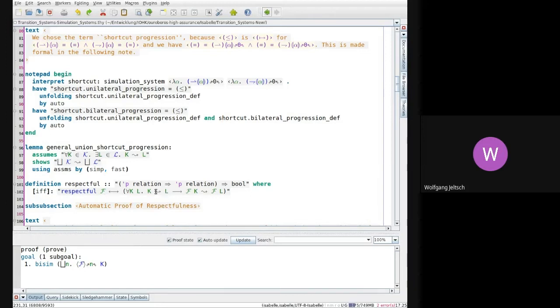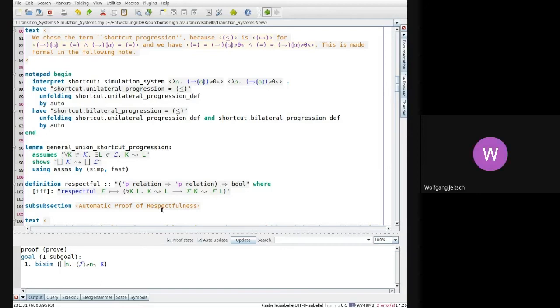So it's an important thing to know. It's different from saying, okay, K included in L implies F of K included in F of L, and K bilaterally progresses to L implies F of K bilaterally progresses to F of L. What I just said is a weaker statement, because then for the inclusion on the right-hand side, you can only use inclusion on the left-hand side, and for proving the bilateral progression on the right-hand side, you can only use the bilateral progression on the left-hand side. But in both cases, you can use both. So it is a weaker property.